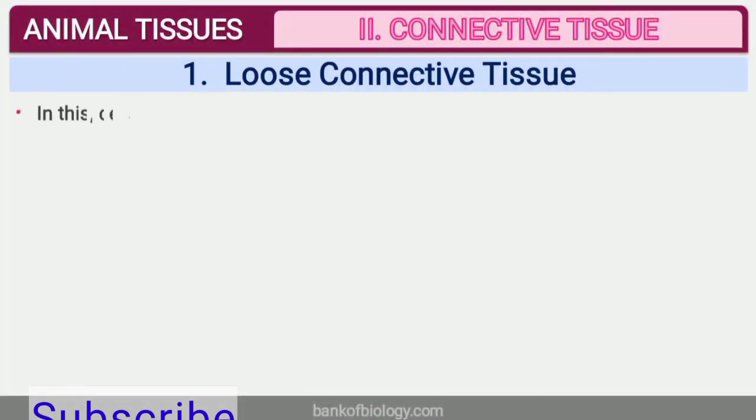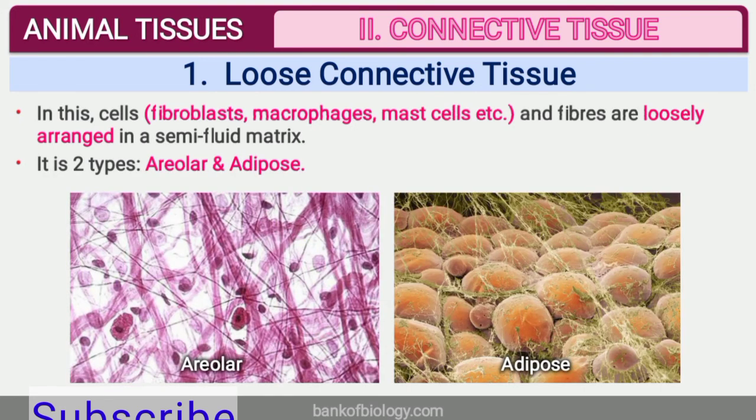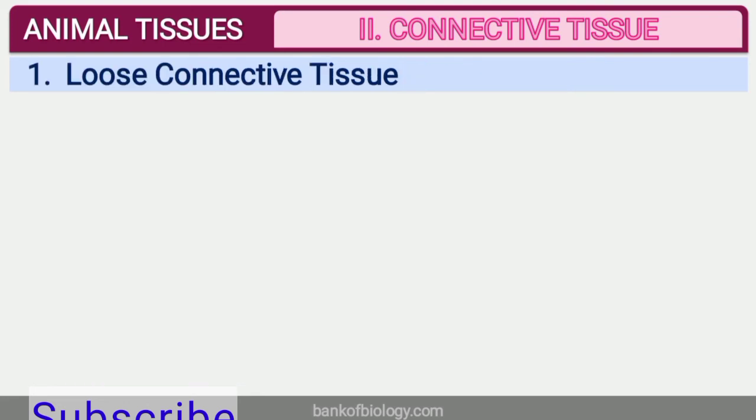First of all, we are going to discuss in detail loose connective tissue. In these, cells such as fibroblasts, macrophages, and mast cells, and fibers are loosely arranged in a semi-fluid matrix. Semi-fluid means sometimes we can call it sticky. It is of two types, areolar and adipose. These are the types of loose connective tissue.